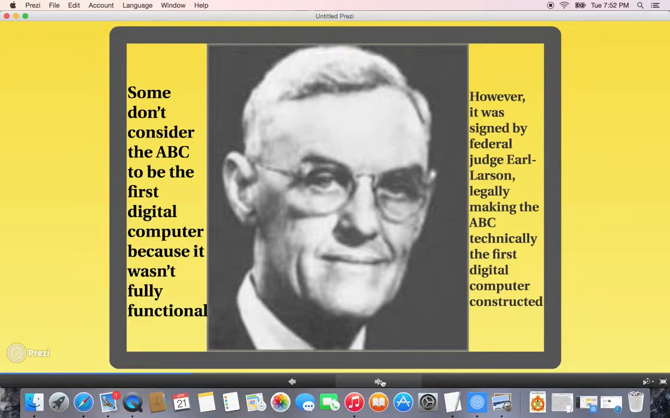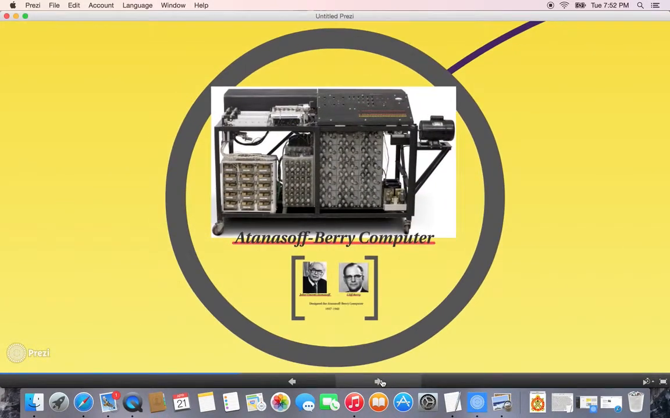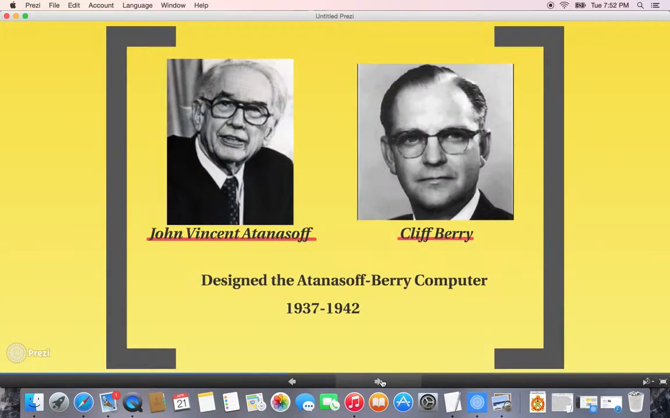So, either way, the Atanasoff-Berry was created by John Vincent Atanasoff and his partner, a graduate student, Cliff Berry. It was designed in the years of 1937 to 1942, and because of the construction, the ENIAC was able to be replicated from it in a better and bigger way.